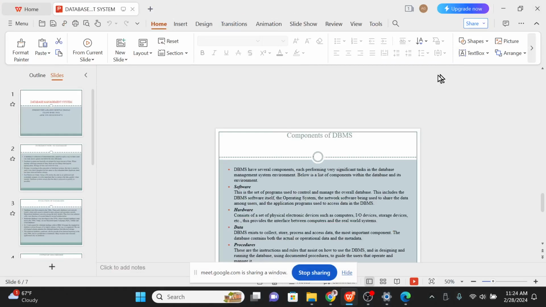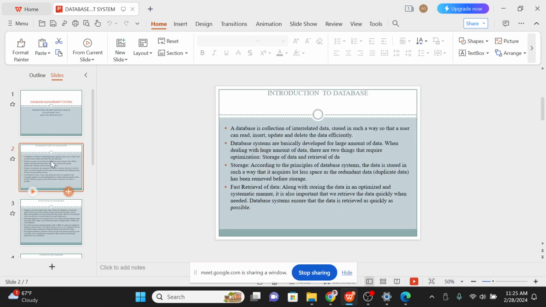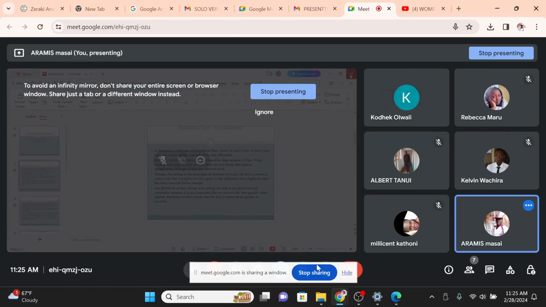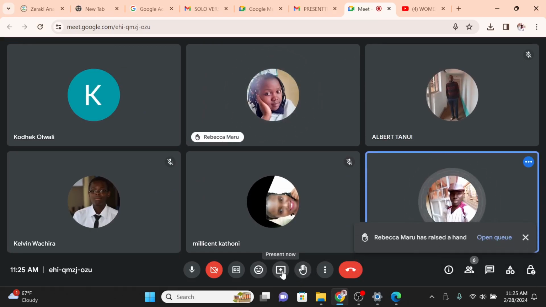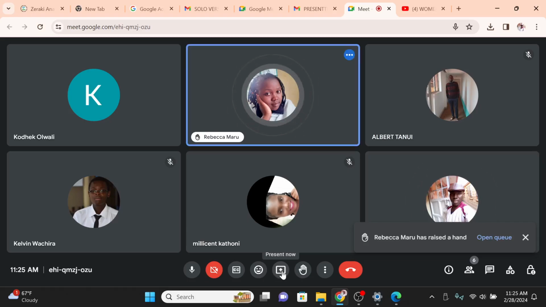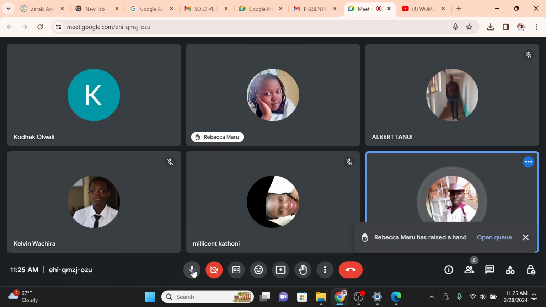Now, let us start by defining what is a database. Who can define for us a database, or who can remind us what is a database? Rebecca, can you define for us database? Database is a structured collection of data organized in such a way that it can be easily accessed, managed, and even updated. Good definition.